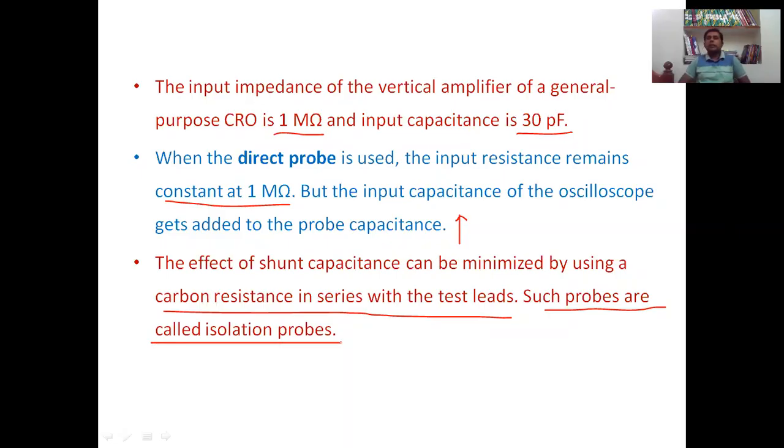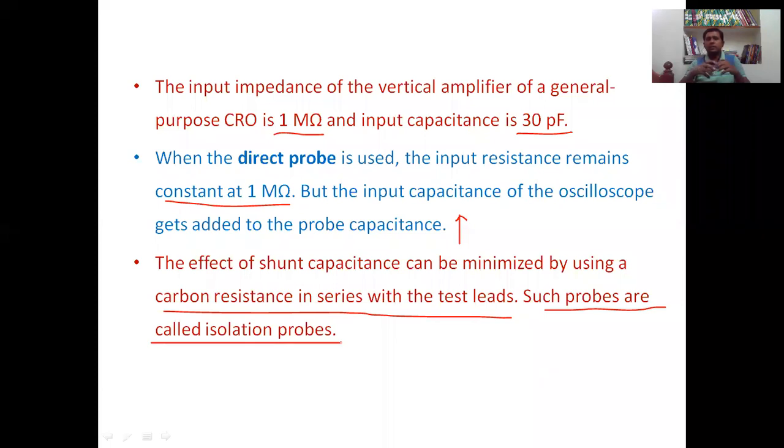The meaning is, the first, the direct probe, is a very simple one, and we can connect the circuit output to the CRO, but it does not give any improvement in the input impedance, and there is a change in the capacitance. Some capacitance is added to the CRO capacitance. The actual capacitance is 30 picofarads, but due to the use of this direct probe, some capacitance is added. But it should not be expected in the real time environment.